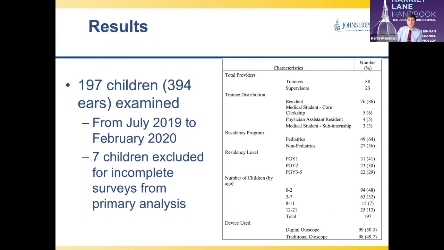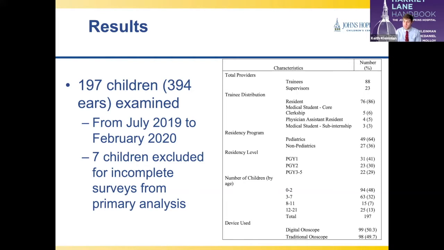So our findings were, we got 197 children, or 394 ears. We conducted this study from July of 2019 until February of 2020. We just snuck in before Hopkins shut down all of the research because of COVID. We had 88 unique trainees and 23 supervisors. About 85% of the people that were considered a trainee were residents, 60% of which were pediatric residents, and the other 40% were either general emergency medicine residents or family medicine residents that rotate in our space.